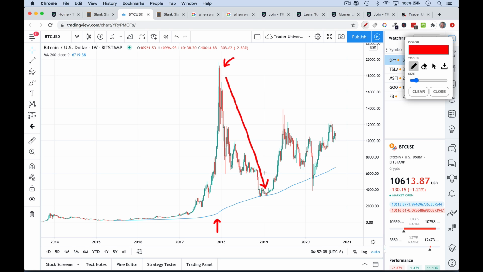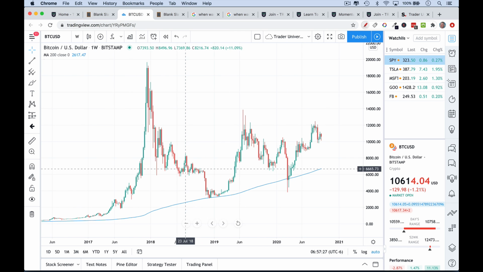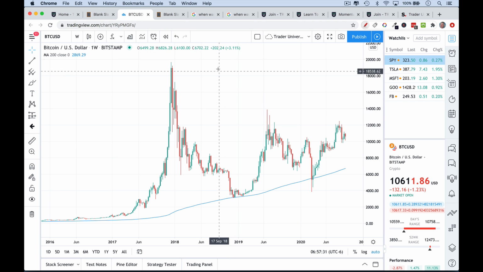This was the very painful bear market in crypto from the beginning of 2018 through the end, or I'd say actually more the beginning of 2019. But the interesting thing about this is if we look at this blue line, which is of course the 200-week moving average, we can get an idea of really how much Bitcoin goes up every month.